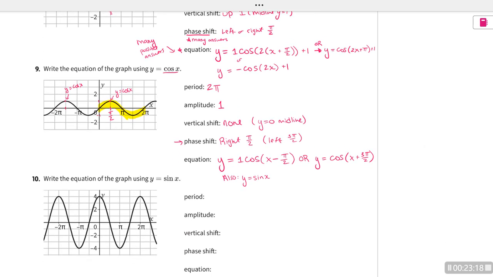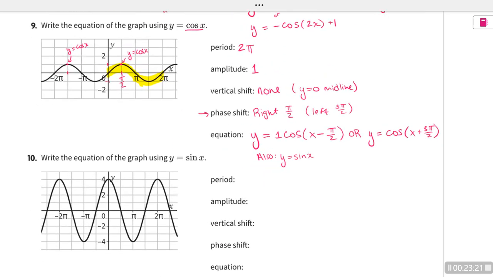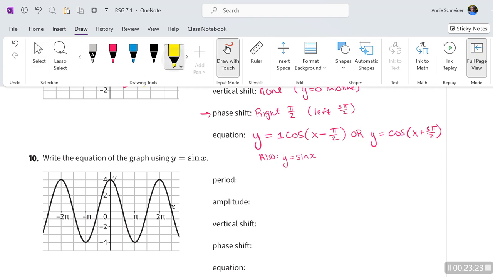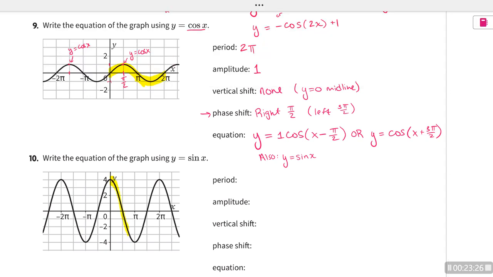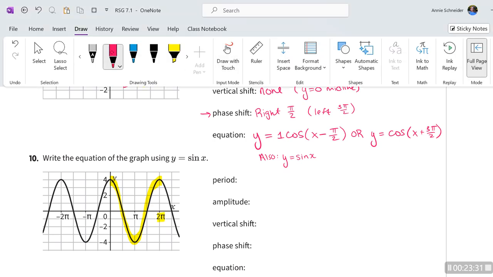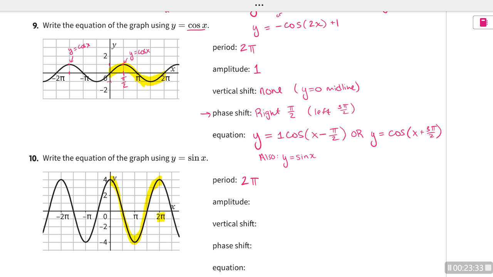Okay, question 10. Let's do our period first. Here we're at a maximum value, and we're back at a maximum value after 2 pi, so our period is 2 pi. Our amplitude: our high point is 4 and our low point is negative 4, so our total distance here is 8, right? So our amplitude is 4. Our vertical shift is none, right? Our midline is still at y equals 0.